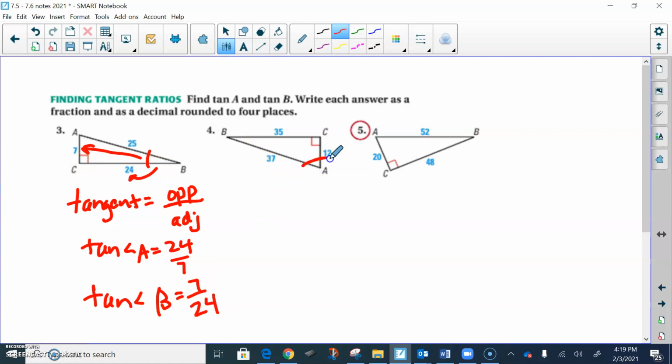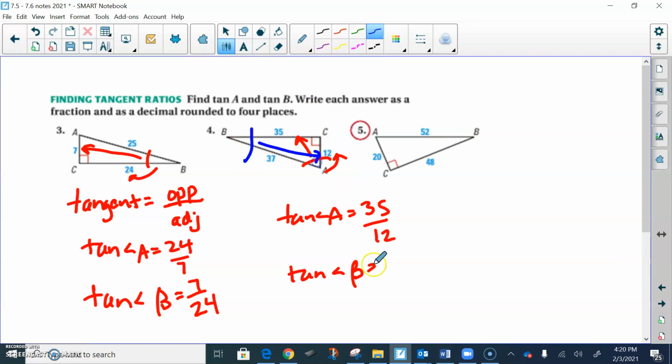Okay, let's do it one more time. From angle A, tangent from angle A is opposite, which is 35, over adjacent, which is 12. Now if we look from the other direction, tangent from angle B, opposite now becomes the 12, and the adjacent becomes the 35. The 37 is still the hypotenuse. We're not using that right now.